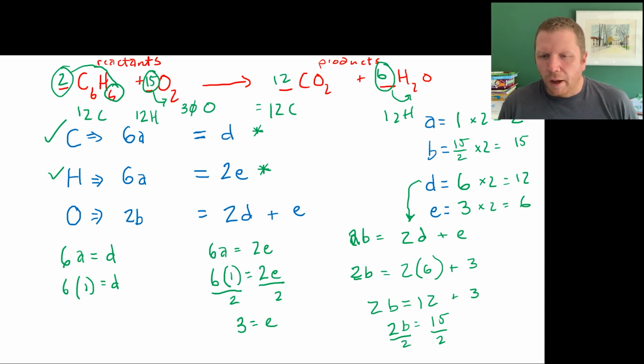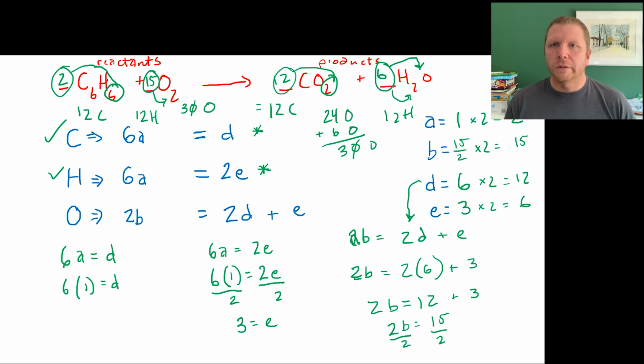Now, what about on my product side? Well, I've got a 12 and I've got a 2. So that means there's 24 oxygens. Uh-oh, it's not. Oh, yes, it is, because I forgot I've got 6 oxygens in H2O. So I'm going to say 24 plus 6 oxygens gives me 30 oxygens. So I'm balanced. I checked all of my different elements.